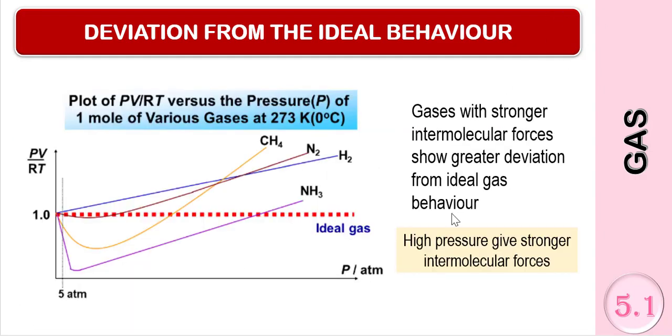Gases with strong intermolecular forces will show a greater deviation from ideal gas behavior. So we have CH4, N2 and H2 and also ammonia, the NH3 here. Since ammonia has strong hydrogen bonds between its molecules, we can see here ammonia gives a large deviation from the ideal gas behavior compared to CH4, N2 and H2. Hydrogen has a smaller deviation compared to other gases because the intermolecular forces between hydrogen gas molecules are the weakest.